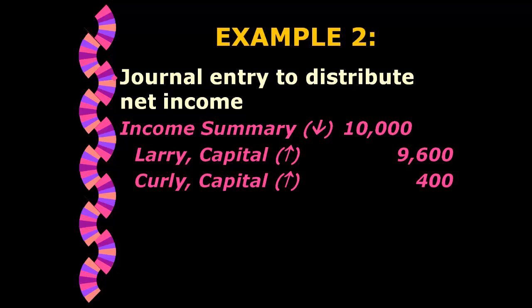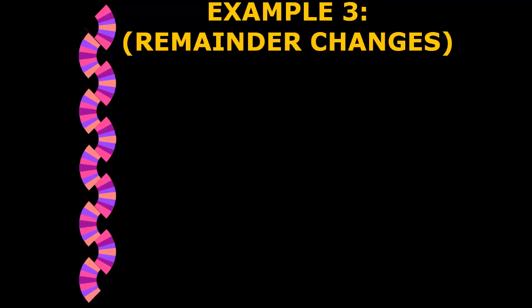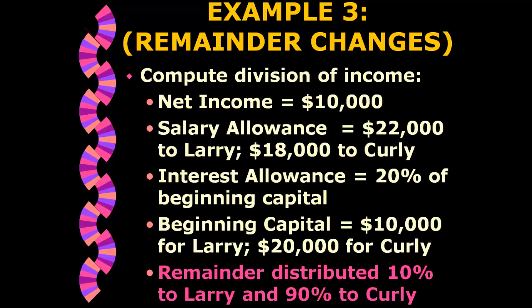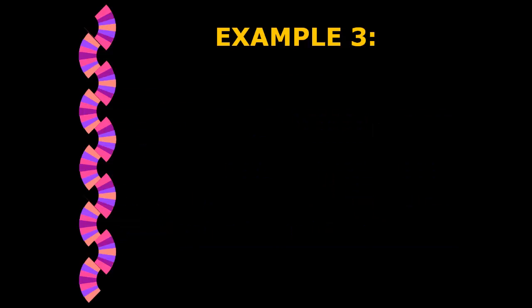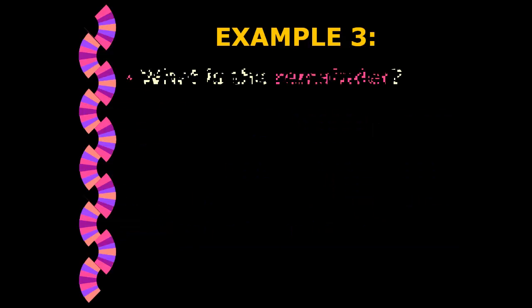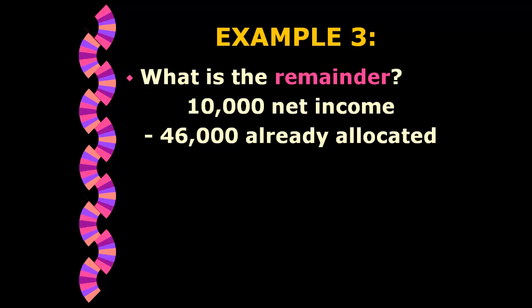Let's do one third example. In this third example, we are again going to change just one thing, and we're going to change the remainder. We're leaving net income at $10,000, but now my remainder has changed to where it's going to be distributed 10% to Larry and 90% to Curly. Again, we go back to our table, and the first 3 lines are unchanged, just as we had them previously. My remainder will be just like it was in example 2. $10,000 net income minus the $46,000 that I have already allocated says that my remainder is a negative $36,000.